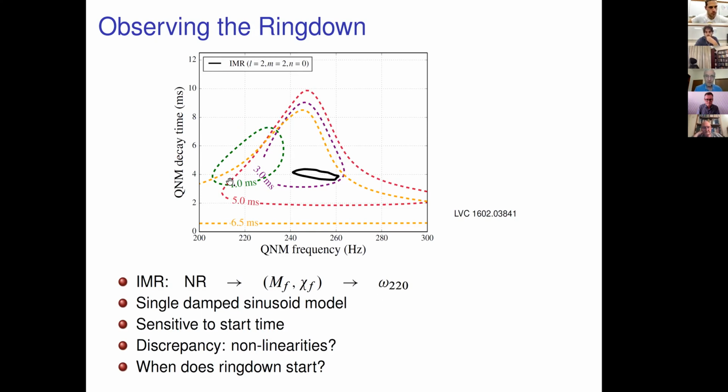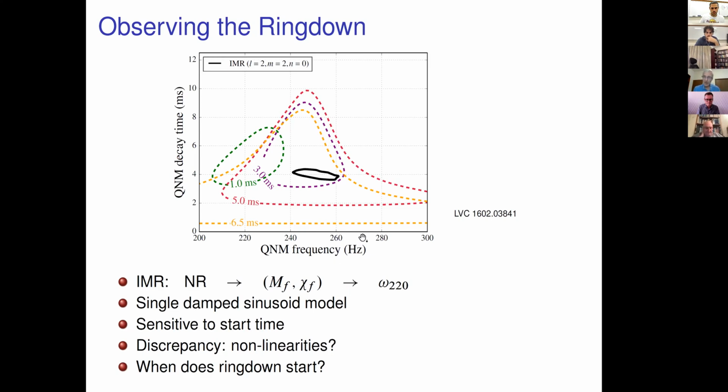So this green region corresponds to waiting 1 millisecond after the peak. And you can see it's completely inconsistent with the true value. 3 milliseconds does reasonably well. You can see it here. Although, as you can see, it's biased, right? It's not centered on the true value. 5 milliseconds is better centered, but now you're in the noise. Your signal has decayed so much that the noise is dominant and you have a very big error bar. And 6.5 milliseconds is way off the scale. You don't even see that.